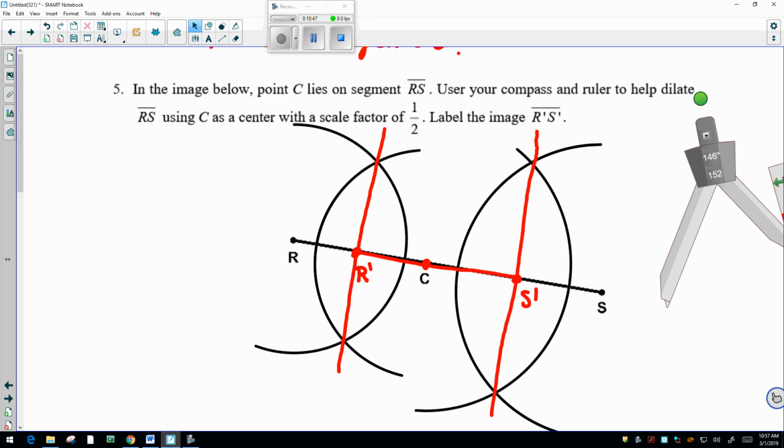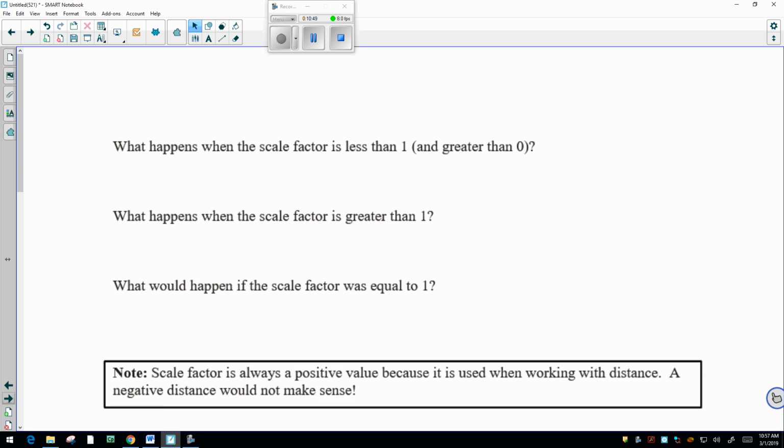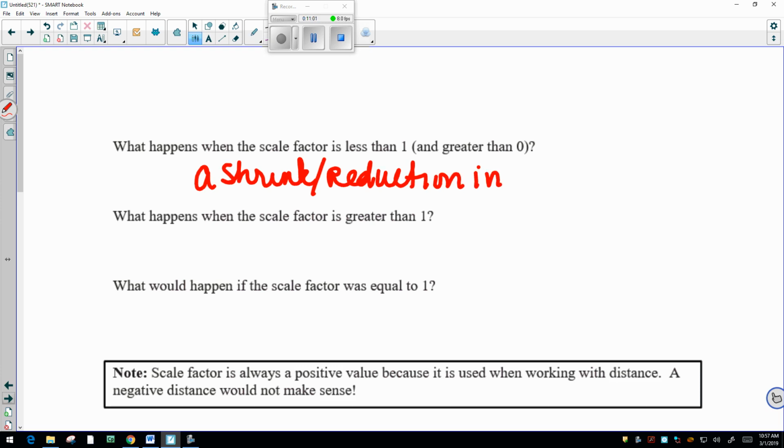So quick summary, we've kind of talked about this a lot. What happens when the scale factor is less than 1, and keep in mind greater than 0, we can say a shrink or a reduction in size. What happens when the scale factor is greater than 1? We have an enlargement. Or you could say again, it's gotten larger, it's gotten bigger.